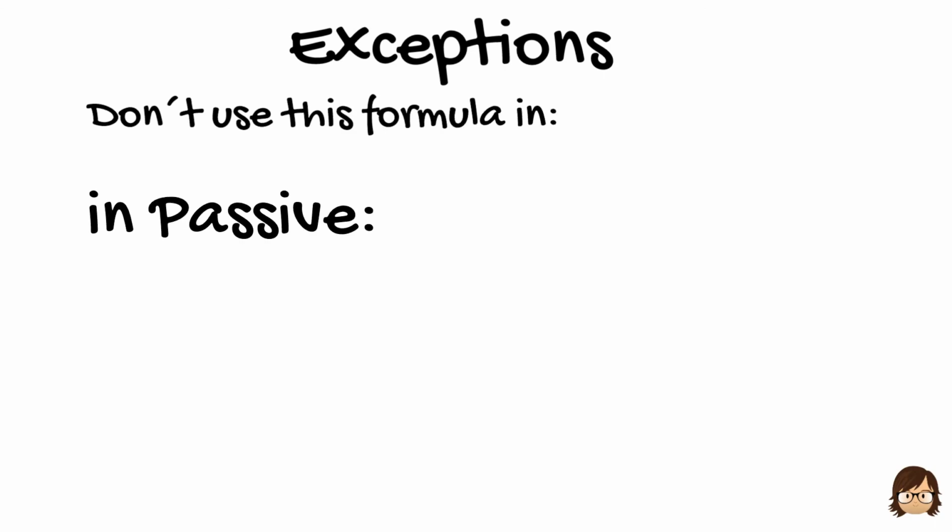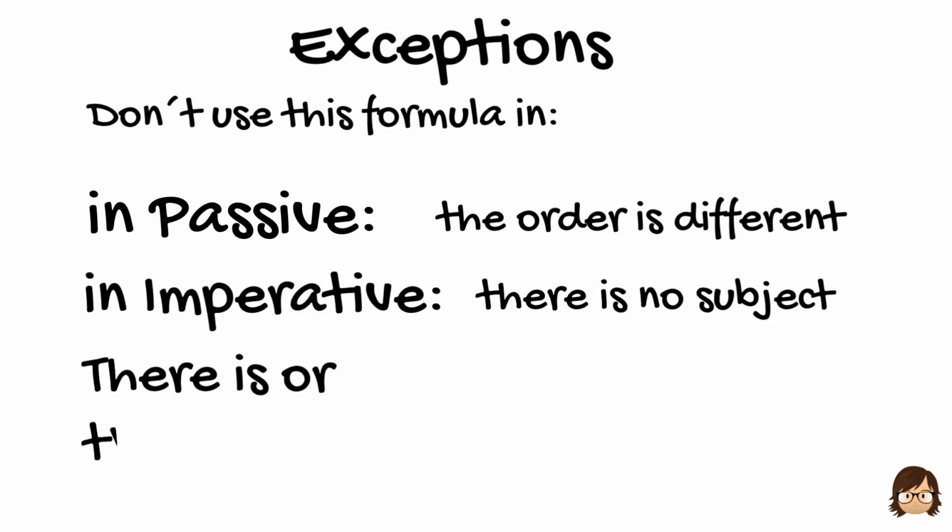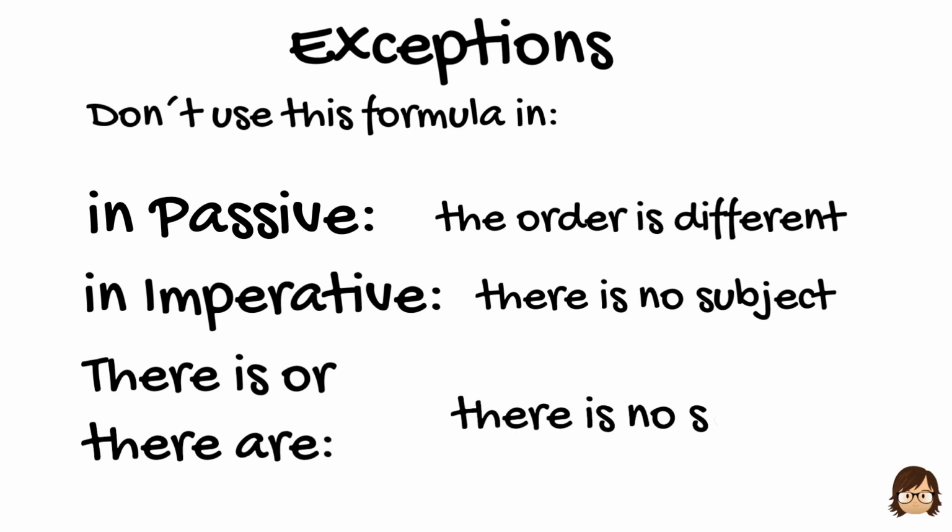Be careful, there are some exceptions. Don't use this formula in passive, because the order is different. In imperative, because there is no subject, and when you use the verb there is or there are, because there is no subject. Please watch this lesson again if you don't understand.